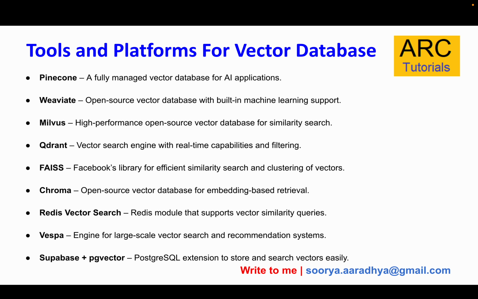What are some of the tools and platforms where you can use vector databases? You can use Pinecone, which is a fully managed vector database for AI applications. You can use Weaviate, which is an open source vector database with built-in machine learning support. Milvus, which is a high performance open source vector database for similarity search. You have Qdrant, FAISS, which is Facebook's library for efficient similarity search and clustering of vectors. There is Chroma, which is an open source vector database for embedding based retrieval. There are other things like Supabase and Vespa, which are again large scale vector search and recommendation engines.